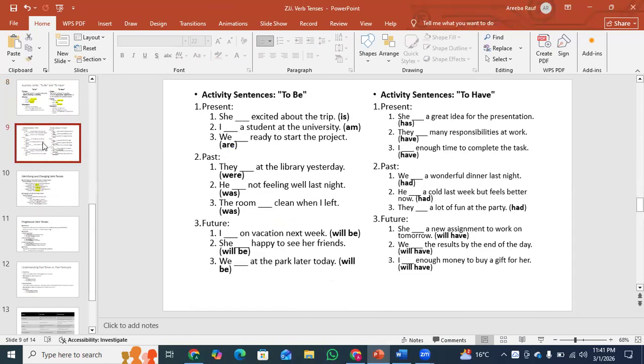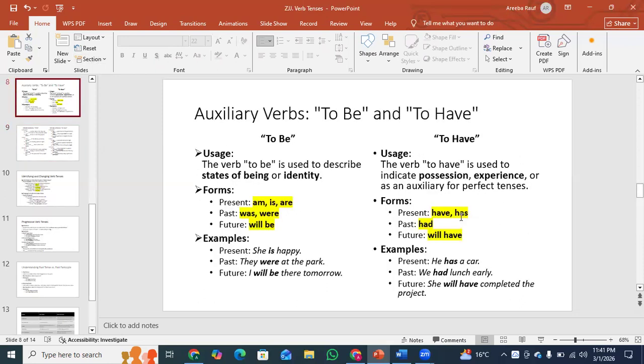Okay guys, this is a fun activity. You can do this on your own. I will guide you. Present: She dash excited about the trip. Yes, she is excited about the trip. We simply use is, am, are in the present tense. Whereas in the activity of "to have," we simply use has or have in the present tense, as I have explained.